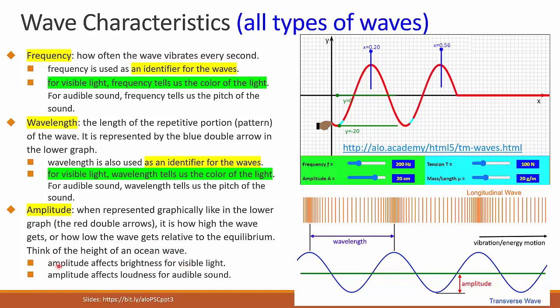The amplitude for light affects the brightness. For visible light, the light that we see, a higher amplitude means that the light of that same color is going to be brighter. Now for sound, for that same frequency, that same pitch, a higher amplitude tells us that it is louder. Let's look at some examples of these.